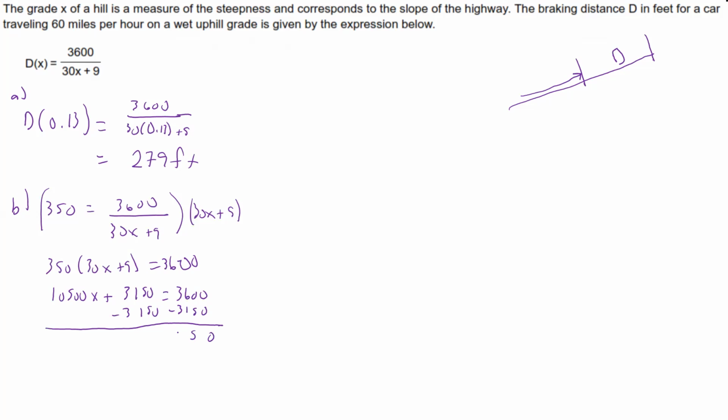And so that's 450, which is equal to 10,500x. Now if I divide that out, it looks like 0.04. So x is 0.04. If we convert that to a percent, that's about a 4% grade. That's how steep it is.